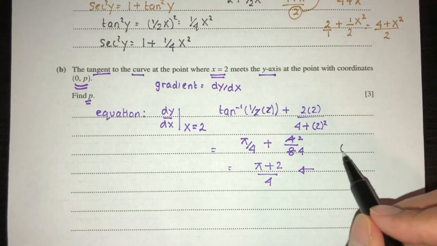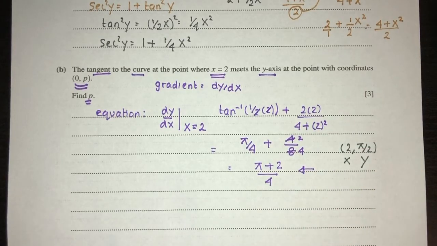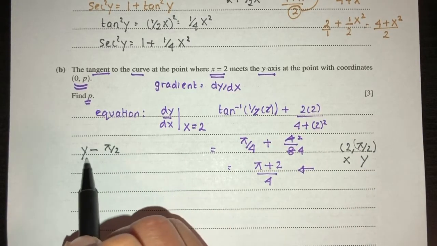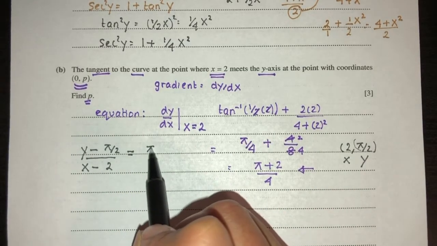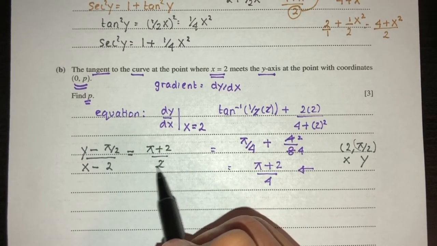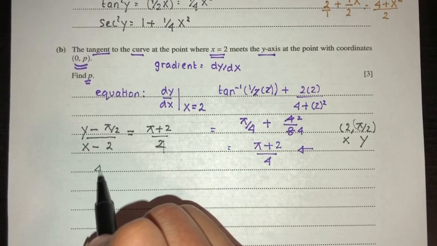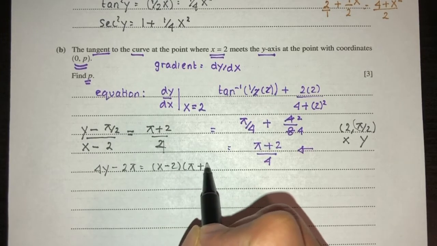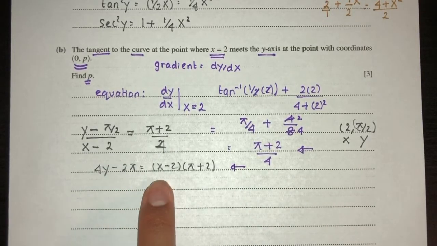Okay, so we have the point 2 and pi over 2. This is your x coordinate and this is your y coordinate. Now to find the equation of a line, we use the method that y minus this value, pi by 2, divided by x minus this value, should give you the value for your gradient. Sorry, 4 here. Now this is basically the equation of your line. We just have to cross multiply. You will have 4y minus 2 pi is equal to x minus 2 times pi plus 2. That is the equation of your tangent. You don't need to expand because this is not what we're looking for, but this helps us to look for what we're looking for.